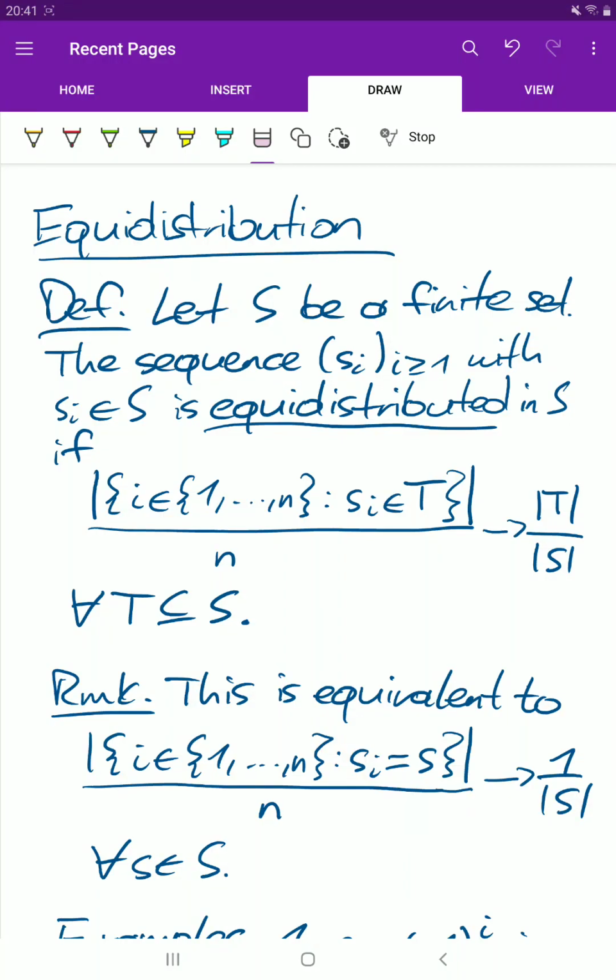Hello, in this video we'll continue talking about equidistribution. Let's shortly recall the main things. For now we'll mainly work with a finite set S, and we have a sequence with values in this set, and we call it equidistributed if every subset of the finite set S eventually gets its proper share, meaning that if we look at the number of elements in the sequence which are in the subset and we divide it by n, this will eventually go to the cardinality of the subset divided by the cardinality of S.